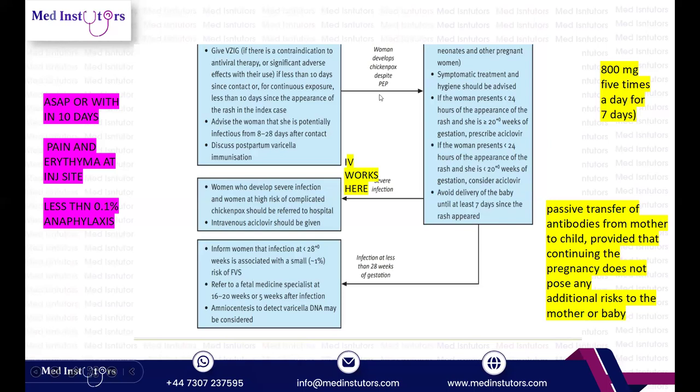Here another line comes: even women can develop chickenpox despite post-exposure prophylaxis. That is why we have to inform her that once you get a rash, go and inform your GP and avoid contact with susceptible people. We will tell her about hygiene. Then, according to the gestational age and the timing of the appearance of her rash, we'll prescribe her acyclovir. Is that clear so far? Any questions till now?